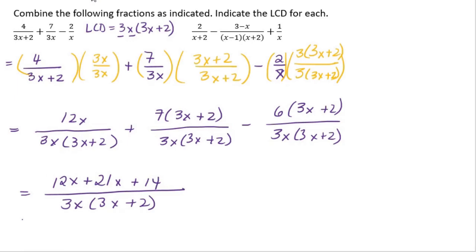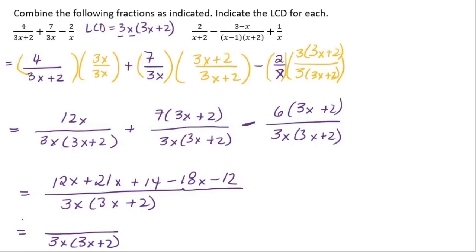And here I have to be a little bit careful because I've got a negative 6. So I have to take this negative 6 and multiply it by the 3x. So that gives me negative 18x. And the negative 6 is also multiplied by positive 2, so I get negative 12. So make sure that you're applying the distributive property correctly there. Our denominator doesn't need to be changed. We can leave that. We don't need to use distributive property, but we will tidy up the numerator.